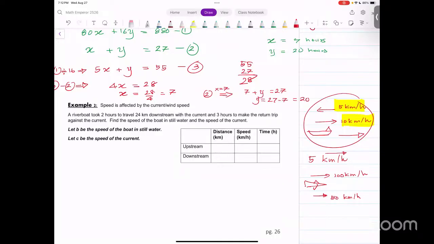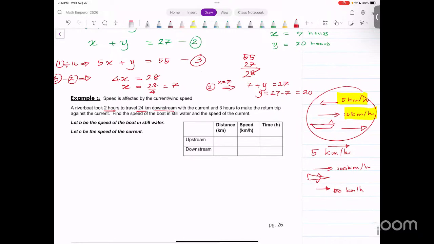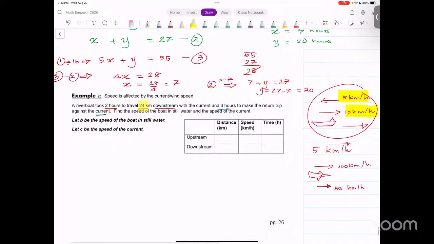So we're going back to this. The riverboat took 2 hours to travel 24 kilometers downstream, and 3 hours to make the return trip against the current. So you still need to come back 24 kilometers. Otherwise you're going to end up in the Bermuda Triangle, somewhere else. So you still travel 24 kilometers. So let's go back to see upstream.